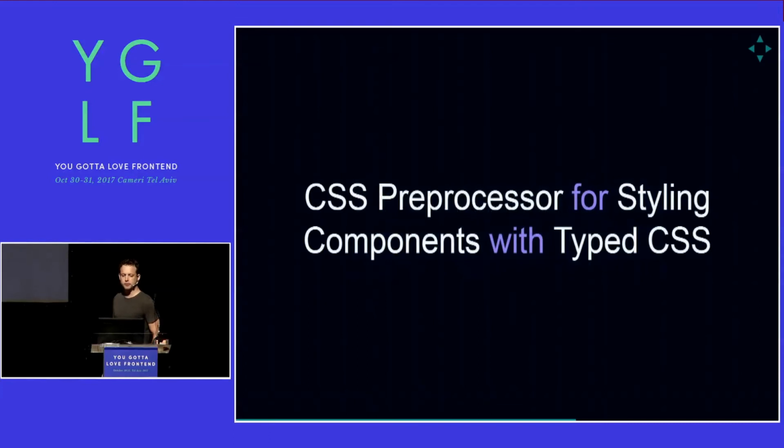Stylable is a CSS preprocessor for styling components with typed CSS. It's the result of multiple POCs revolving around styling components spanning several years. We believe it sticks to the spirit of CSS, and we've discussed features we've extended or added with members of the CSS working group.